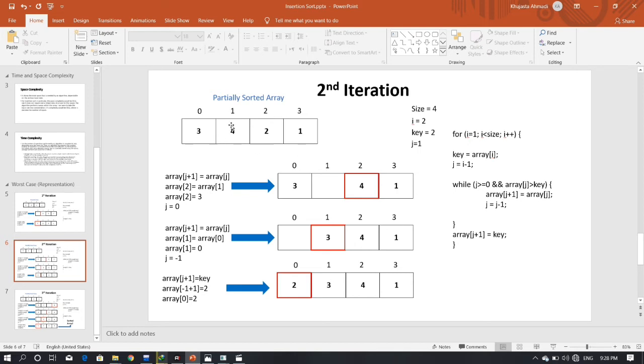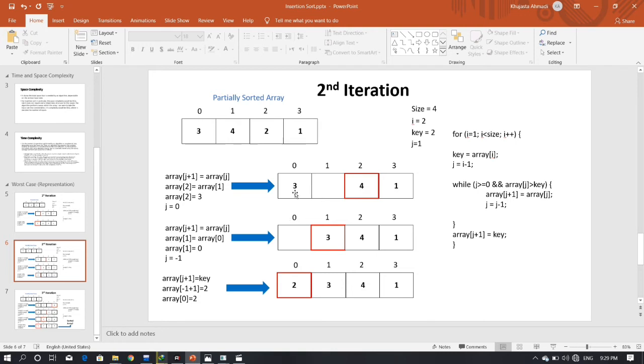So array of j plus 1, which is 1, is more than key 2. So it enters, and then 3 gets pushed to this side. As we can see, 3 has gotten pushed to this side, as happened with 4. And now to explain this, array of j plus 1 is equal to array of 1, and j is equal to 0.